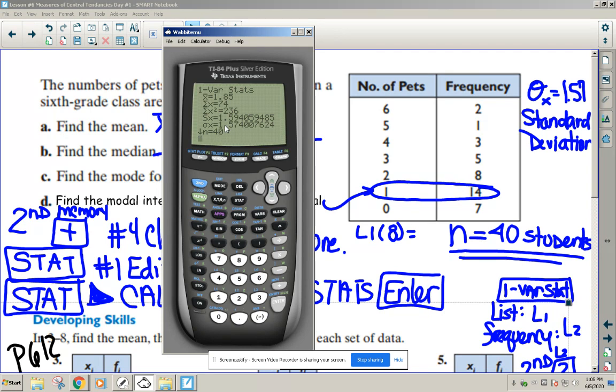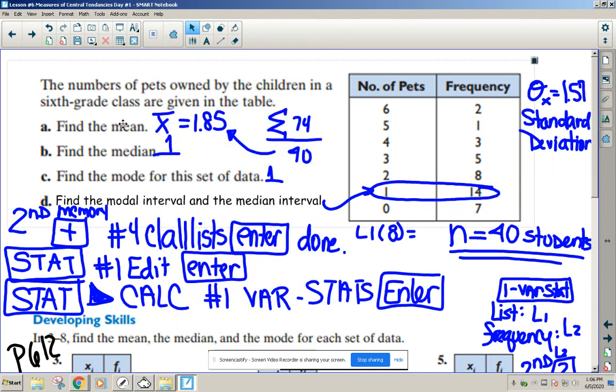So that's not really a big standard deviation. That, you know, the numbers are kind of clustered close together, and that's what that would mean. So your mean is 1.85. Median, what is the middle number? Well, guys, let's take a look at it like this.